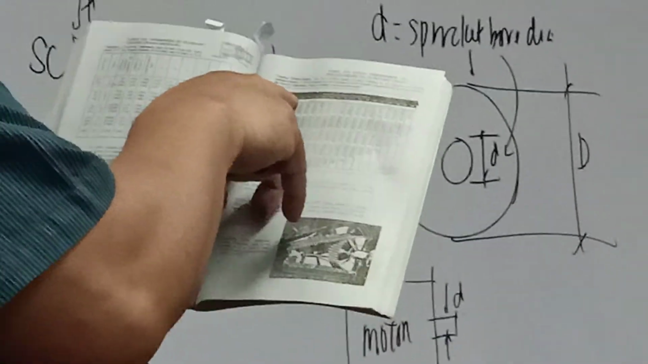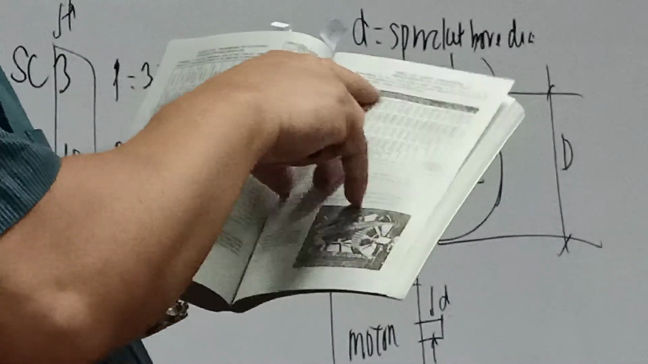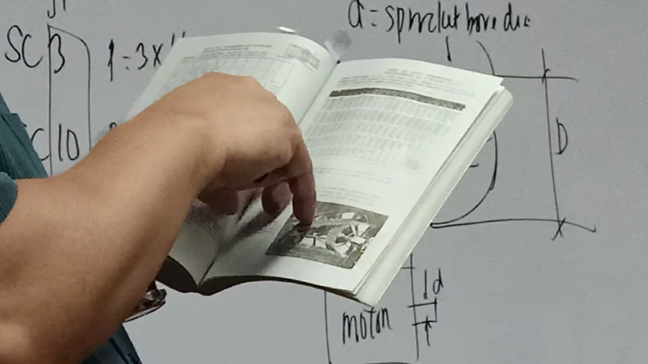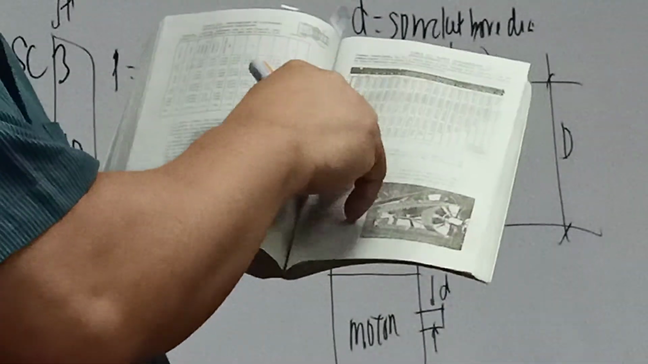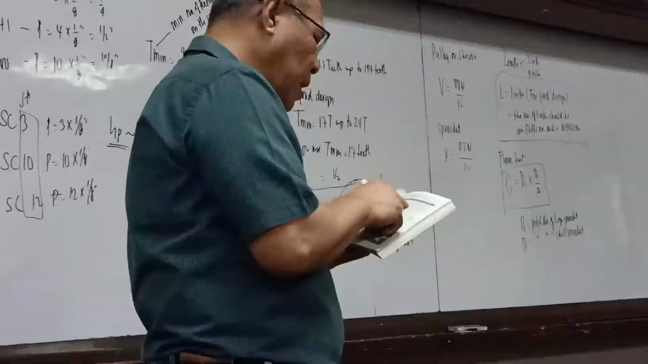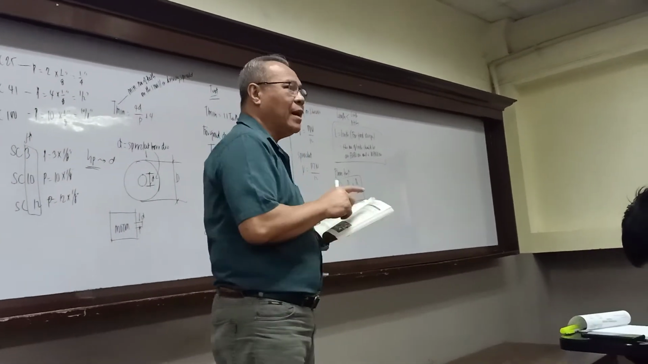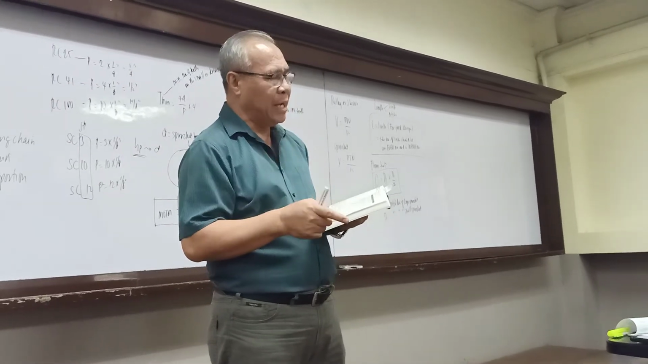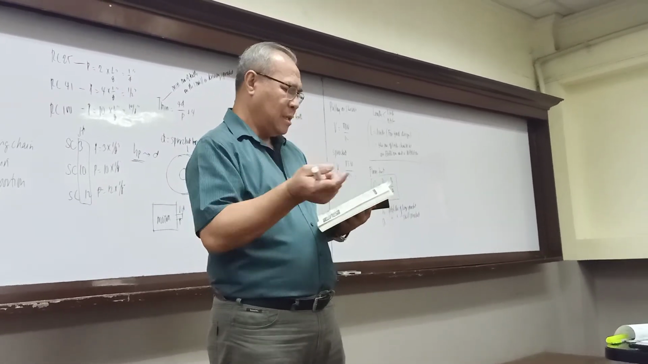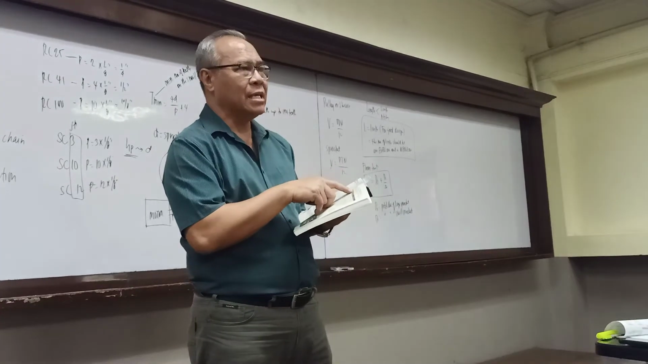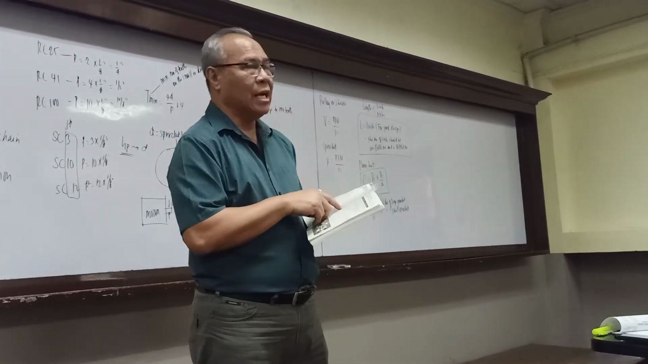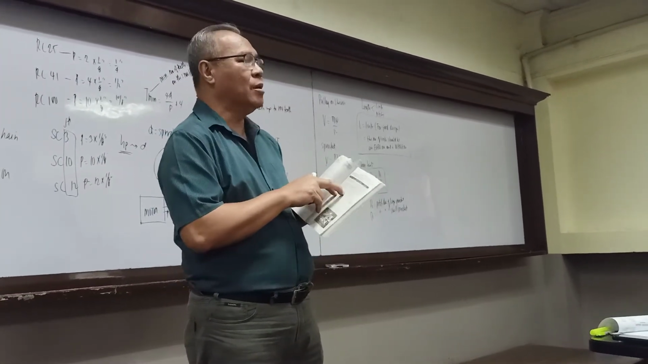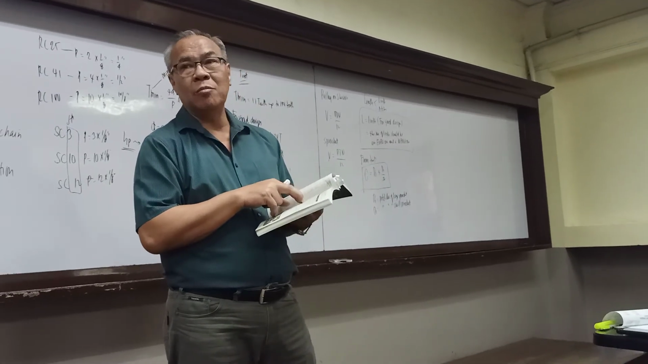If you know the RPM of your chain as well as the number of teeth, corresponding to that will be the horsepower of the chain. Pwede natin agad malaman ang rated horsepower natin, provided that you know the pitch number or the chain number, as well as the RPM and the number of teeth. And also this table will give you the type of lubrication required.